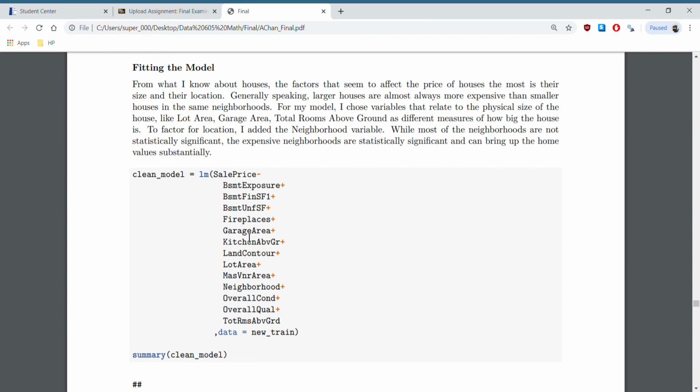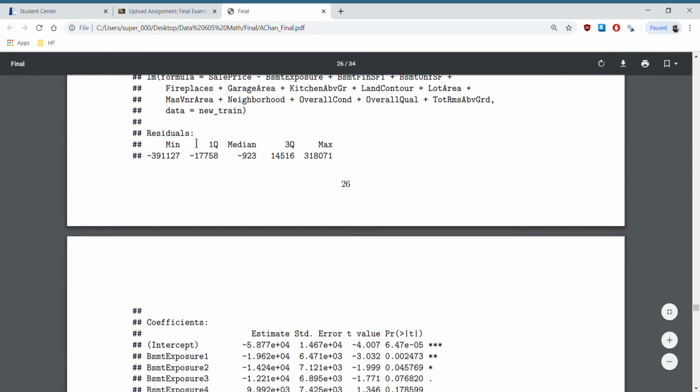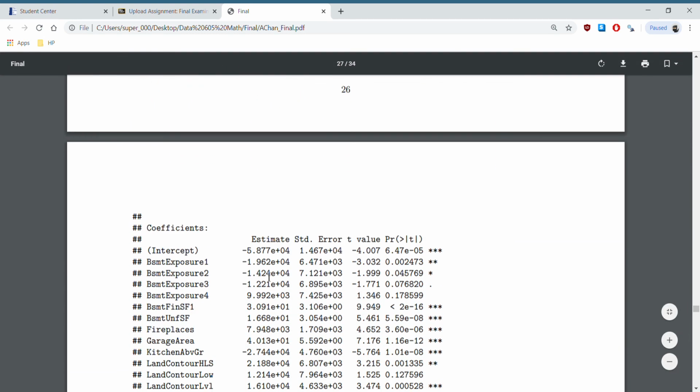Otherwise, I picked a lot of variables related to the actual size of the house. So stuff like garage area, if you have a big garage, the lot area, like how big the land you're buying is, and the total number of rooms above ground. And then a few other variables that I found were statistically significant, like basement exposure and overall quality. So right now I have this summary of the model.